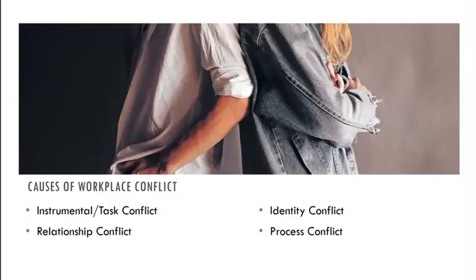Process conflict involves disagreements over the management style that is typical of a particular organization. For example, maybe one organization uses centralized decision-making versus decentralized decision-making. A manager may employ a democratic leadership style whereby he or she solicits input from their employees in contrast to an authoritative leadership style, which does not.